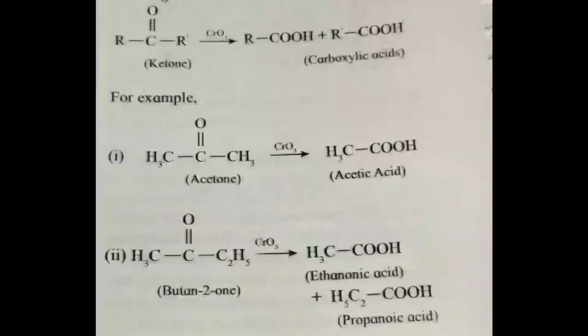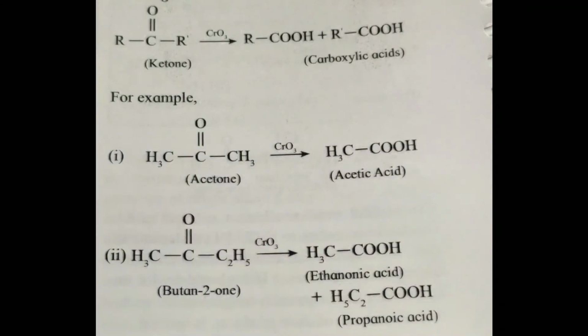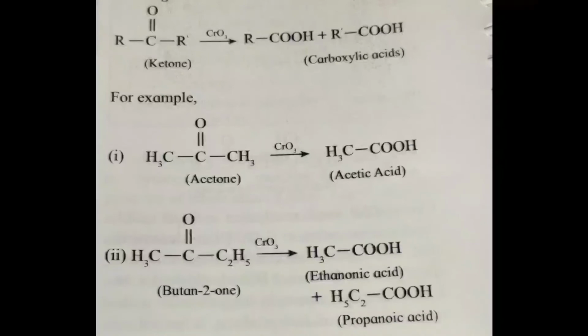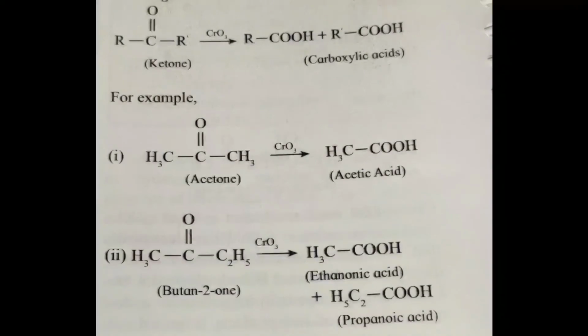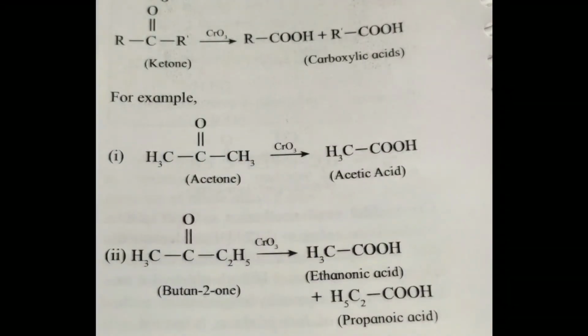The ketone in presence of CrO3 gives carboxylic acid. For example, acetone in presence of CrO3 gives acetic acid. 2-butanone in presence of CrO3 gives ethanoic acid plus propanoic acid.